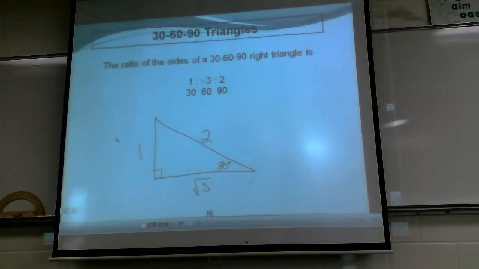So every other 30, 60, 90 is simply this triangle right here. It's either scaled up or down. That's it. Okay? So if it was twice as big, the sides would be 2, 4, and 2 square root of 3. If it was half the size, it would be 1/2, 1, and square root of 3 over 2.